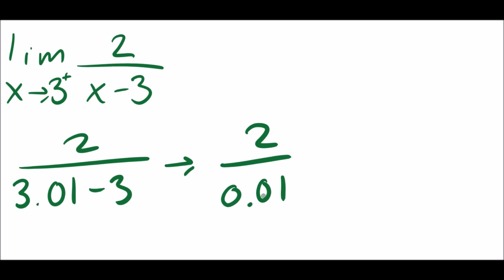And again, this 0.01 isn't really what it is. It's just a really tiny number. In this case, that's positive. So 2 divided by a super tiny number that's positive, that should just give us a positive infinity. So this is positive infinity.